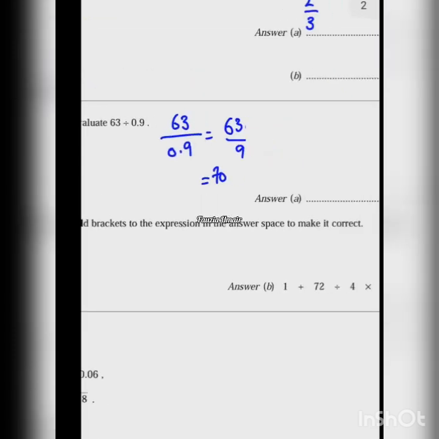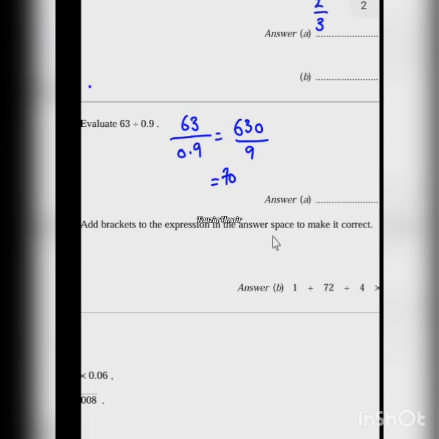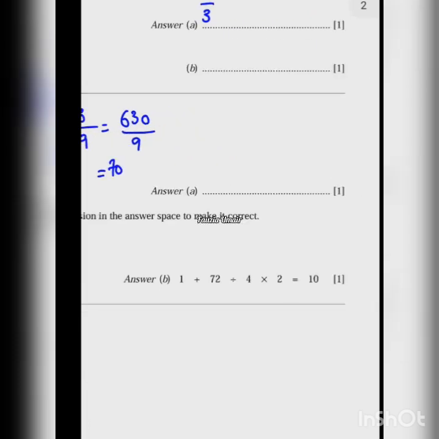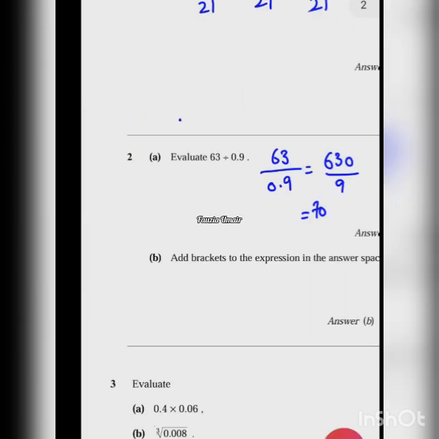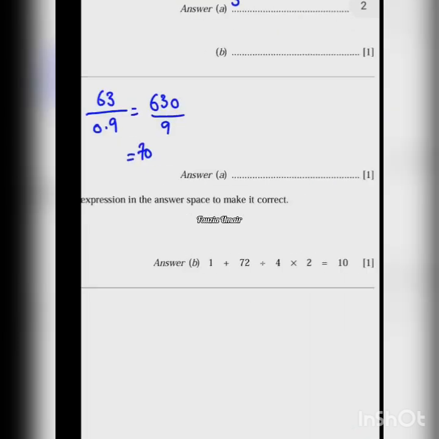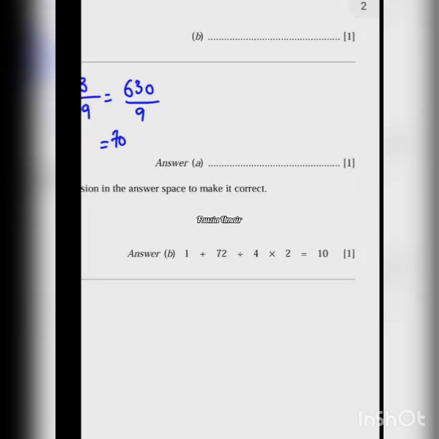So next question is interesting. From which topic is this? Add brackets to the expression in the answer space to make it correct. So add brackets. So what do you think? Which topic is this? BODMAS. Not factorization, BODMAS. Factorization cannot come in these first 4 questions because these 4 questions are related to numbers.